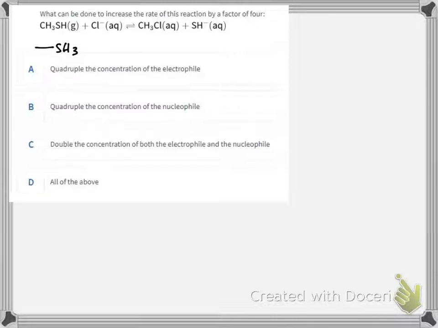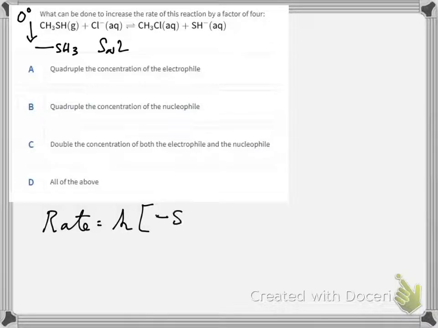All right, so first we need to take a look at the structure of our electrophile. And we see that it's a zero order, meaning it only has one carbon atom altogether. So that carbon atom isn't attached to any other carbon atoms. So what we do know then, if it's primary or zero, it's SN2. So we can write the rate law that has both the electrophile and the nucleophile in it.